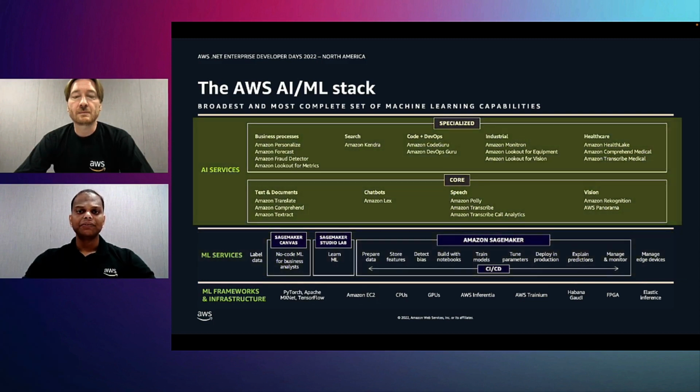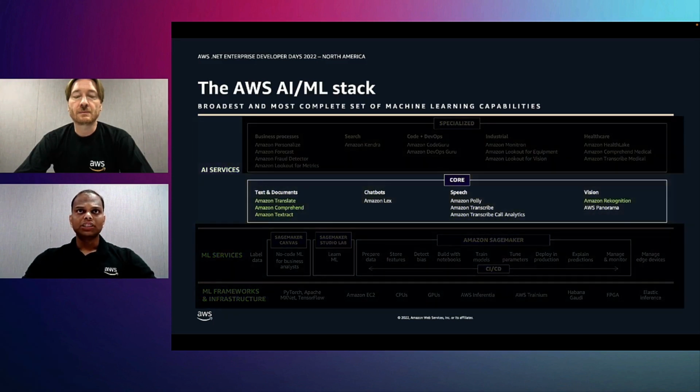And at the top, we have AI services, both specialized and core. It allows developers to easily add intelligence to any application without needing ML skills. The pre-trained models provide ready-to-use intelligence for your applications and workflows. And this is what we are going to focus on today, our AI services, which allow developers to easily add intelligence to any application without needing ML skills. And you will see that if you're a .NET developer, you can easily consume these AI services through SDKs and APIs.